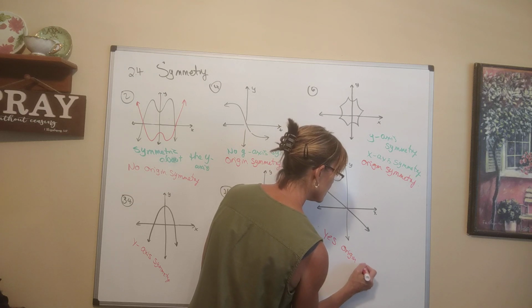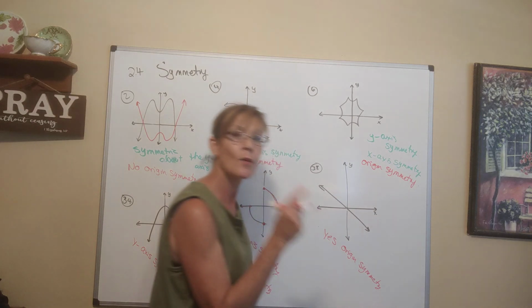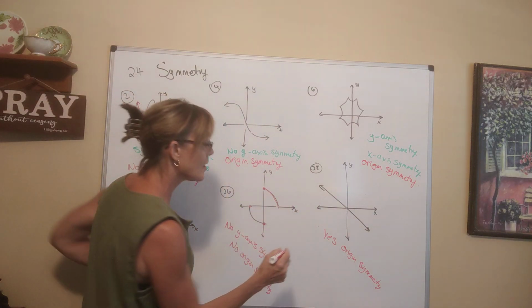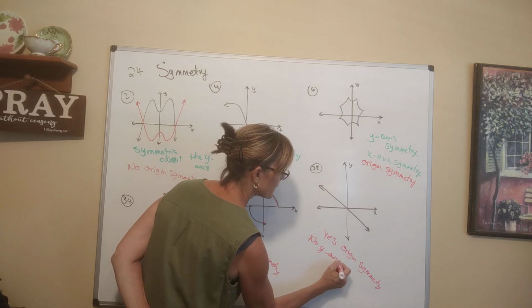origin symmetry. What can we say about y-axis symmetry? Well, if it's got one, then it won't have the other. So no y-axis symmetry.